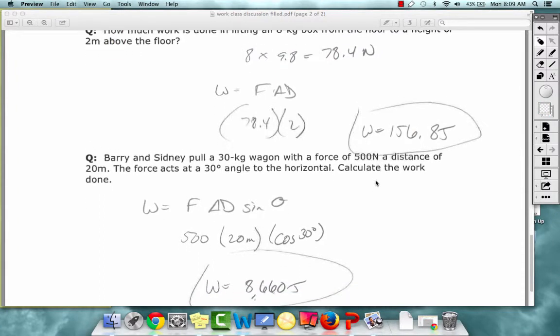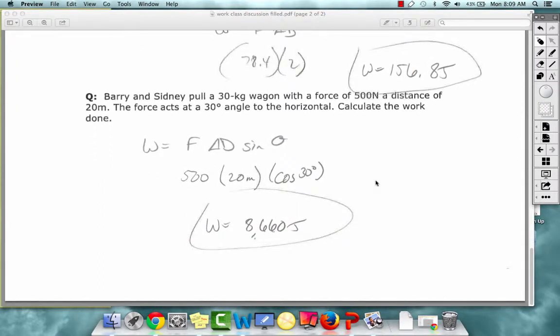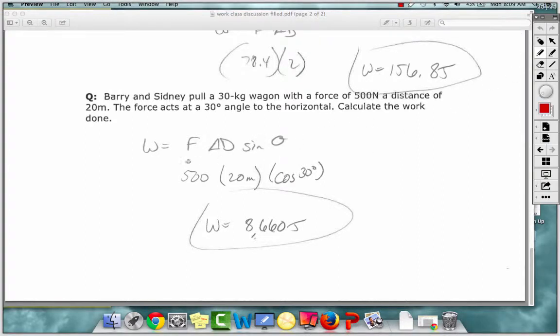This last problem, I can't ignore the angle here, and I already see a major typo that I made. I put the wrong work formula, so I'm really sorry. That's supposed to say cosine of theta. Please ignore that.